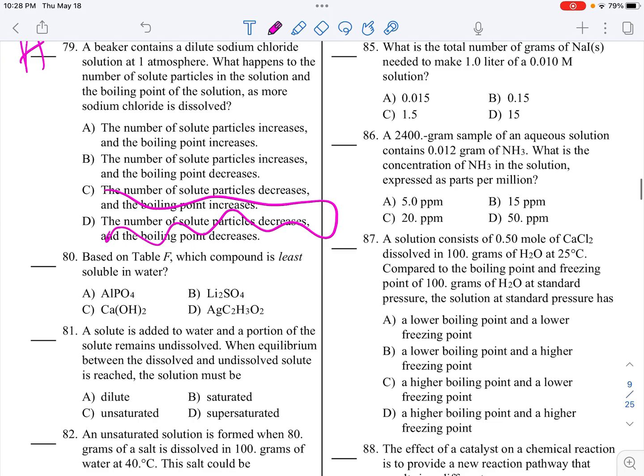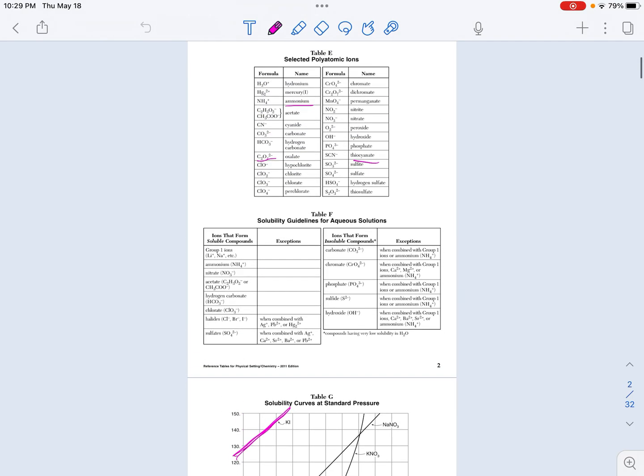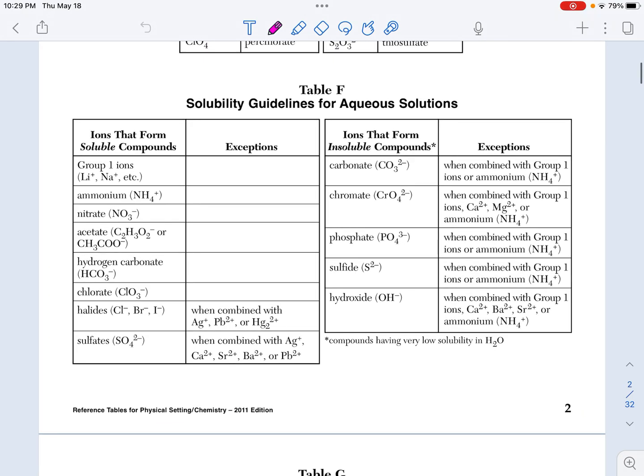Based on table F, which is least soluble in water? So they're asking for who is insoluble. So let's take a look at table F. Phosphate is insoluble except with group 1. And aluminum is not in group 1, so that's got to be our answer. Let's just keep going, though.